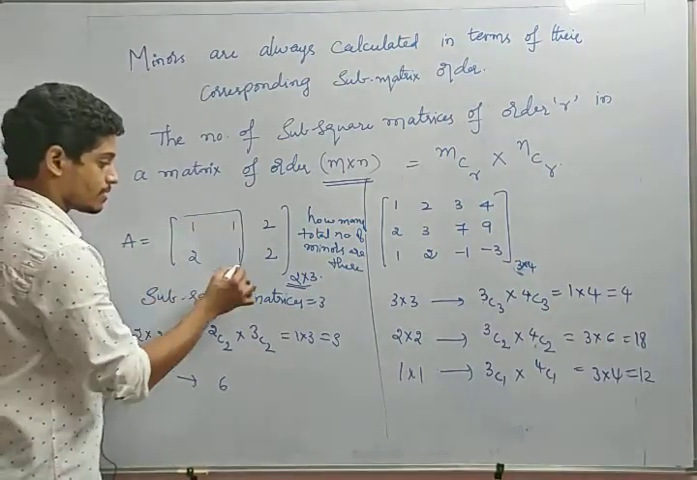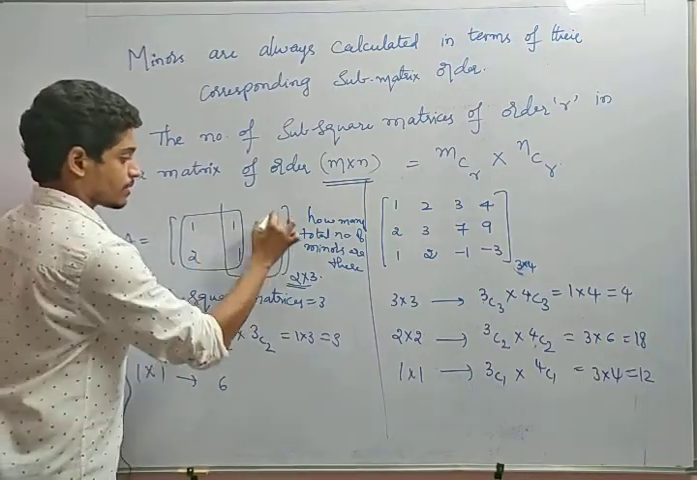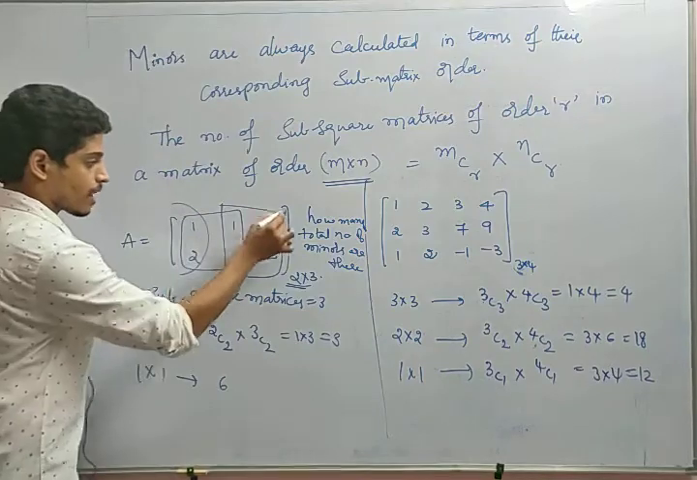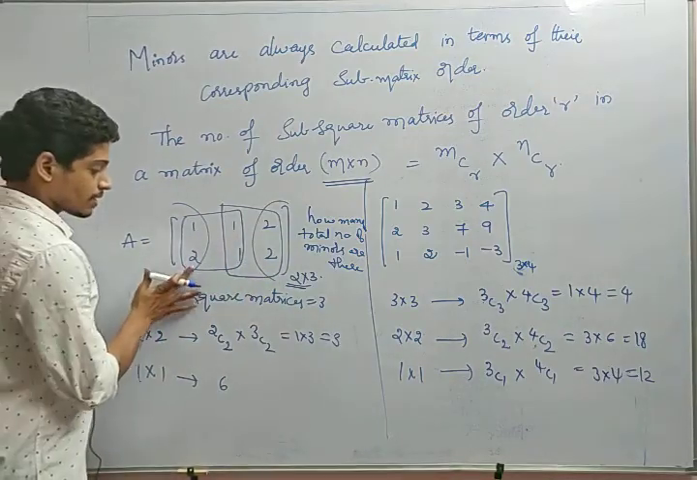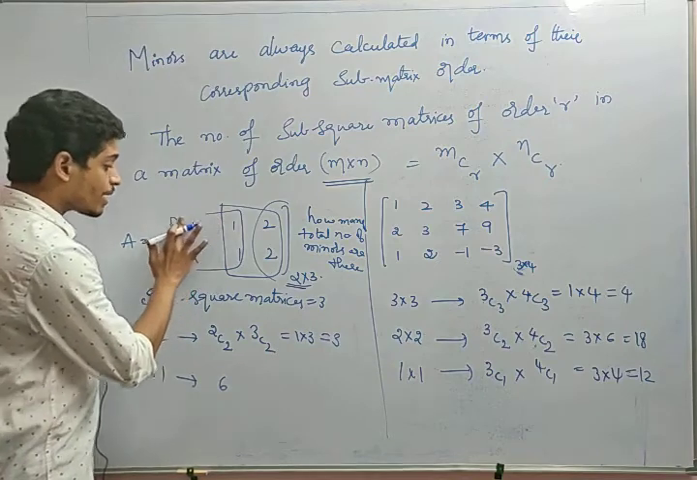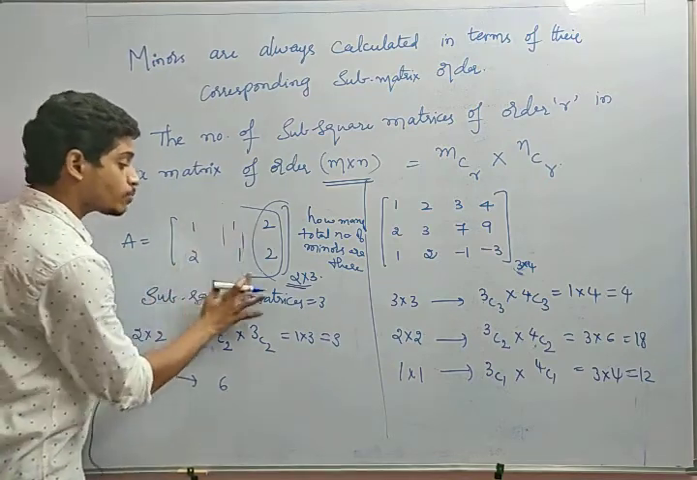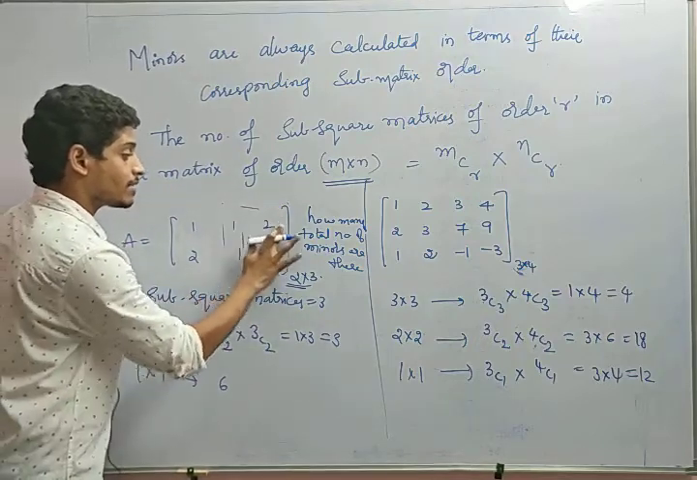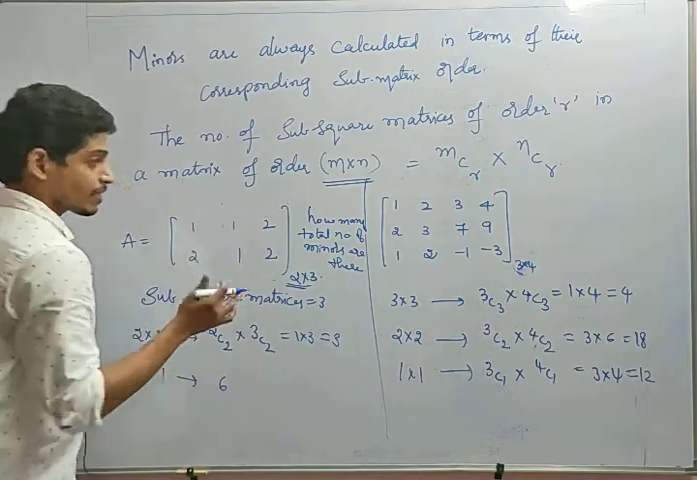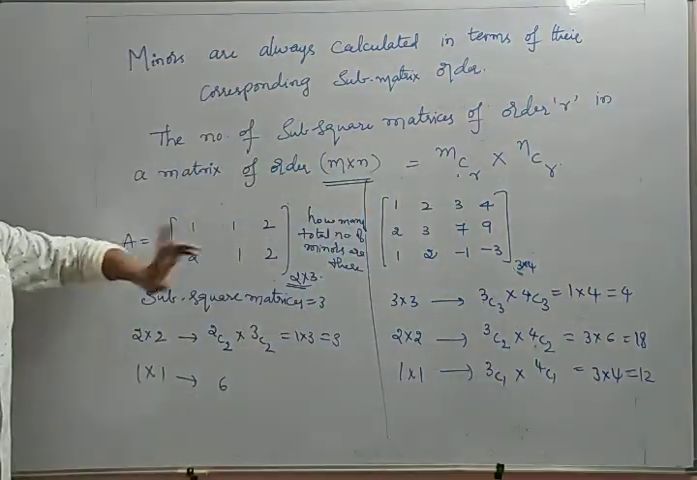In these 6 elements, what is a subsquare matrix? This is a square matrix, one subsquare matrix. This is one subsquare matrix and this is another subsquare matrix, 1, 2, 2, 2. So these are the subsquare matrices. How many 2 by 2 subsquare matrices are there? 3 are there. So how can we get that? By using this formula, we can calculate subsquare matrices of order 2 by 2.